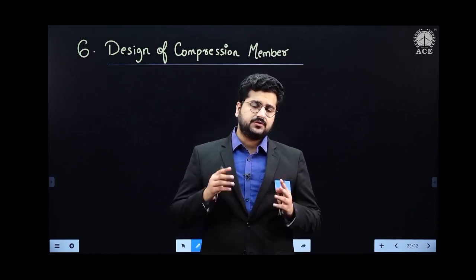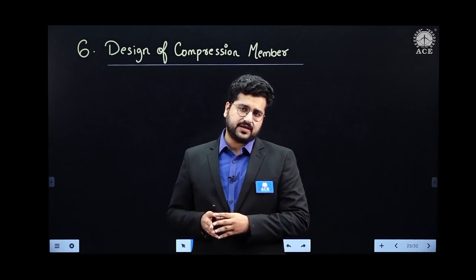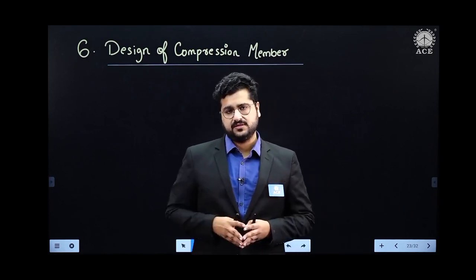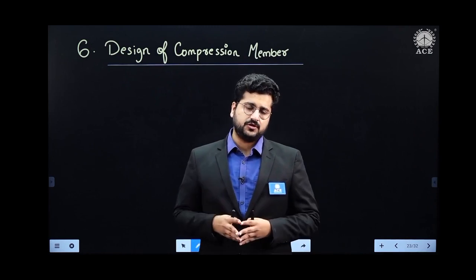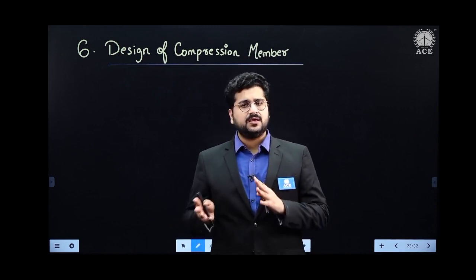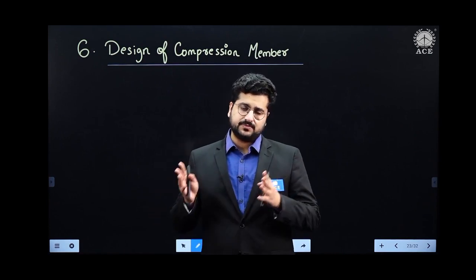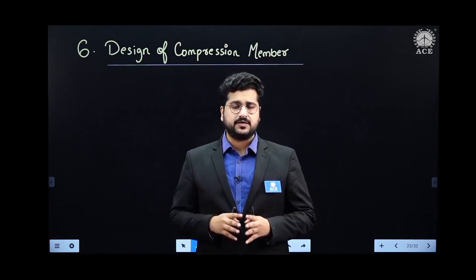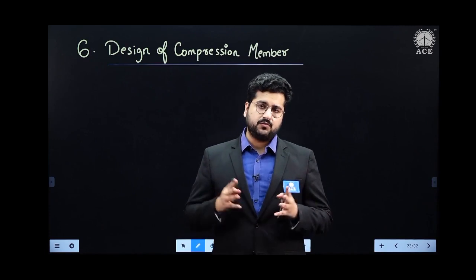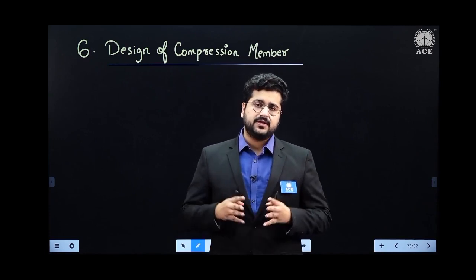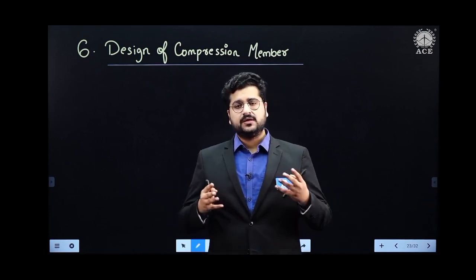Now, generally the columns, on the basis of their failure criteria, can be divided into three categories: long column, short column, or the intermediate column. They are all relative to each other, and you can tell which column comes under which category based upon its slenderness ratio value. Now what is this slenderness ratio? That is nothing but the ratio of effective length to the radius of gyration.